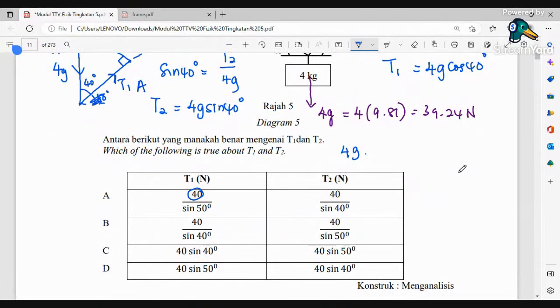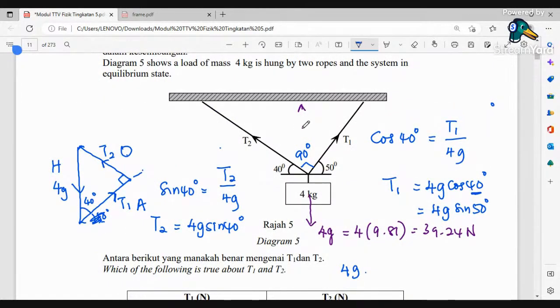Okay, sine 40 actually sine 50. Yeah, cos 40 is 4G sine 50. Okay, that means T2 is 4G sine 40 and then T1 is 4G sine 50. So using this method is easier compared to resolution. If for resolution you try like I have done before and it becomes very complicated, you just stop and use another method.